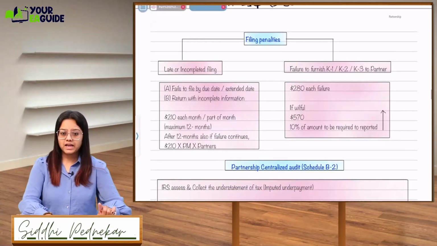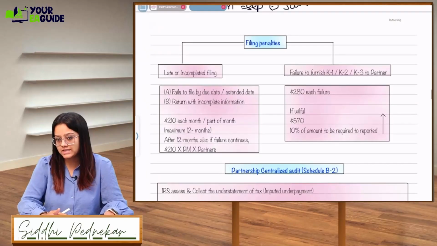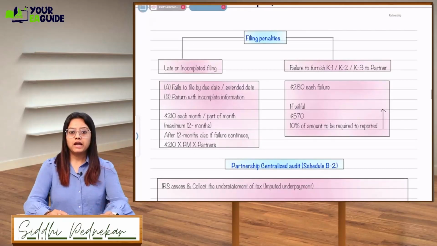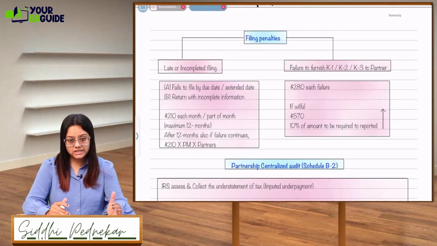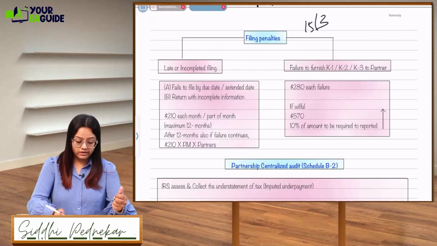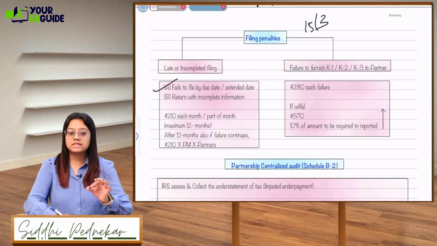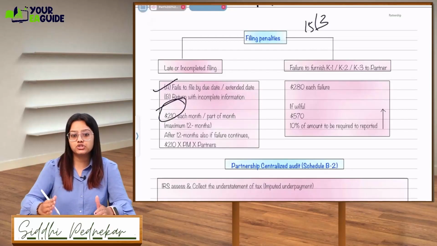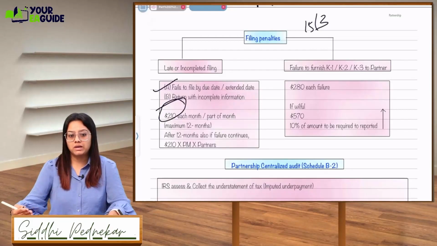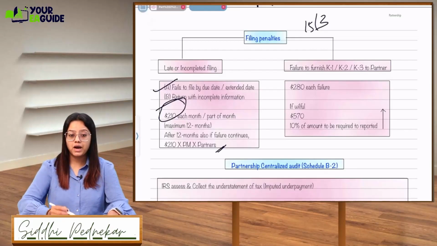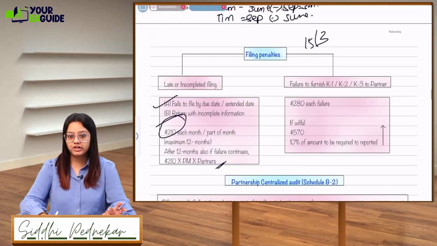Got it, guys? Filing penalty, mostly filing penalties will not be asked in the exam. This is specifically asked in the part 3 paper, but still you have to remember, if you are filing a late return, what is the due date? Again, I'll repeat, 15th March. If you're filing a late return or an incomplete return, or you have failed to file by the due date or extended due date, or filed a return with incomplete information, you will be charged a penalty of 210 for each month or part of the month, maximum for 12 months. It will be multiplied by the number of partners in the partnership firm. So it will be a very huge penalty.